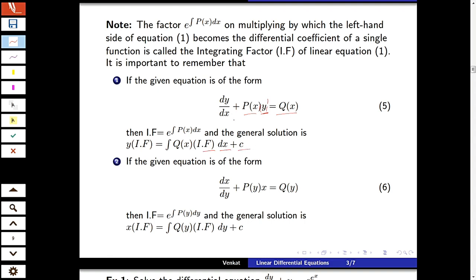Now the other form is dx by dy. Just replace y with x and x with y, and it is called linear in x. It is linear in x, the integrating factor is in terms of y, and in the solution x is dependent and y is independent, so x is the solution in terms of y. Here, y is dependent and x is independent, y in terms of x.